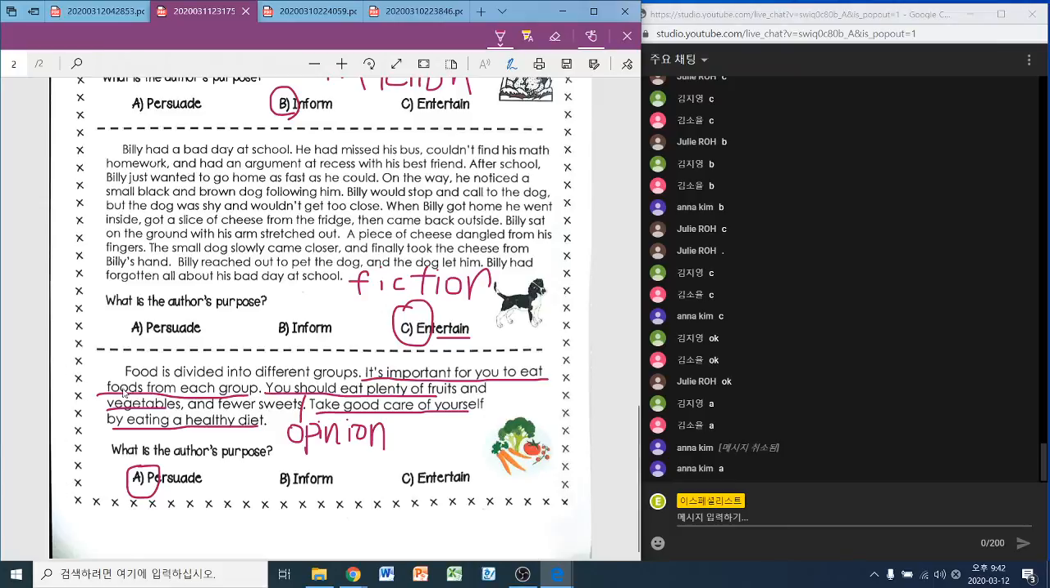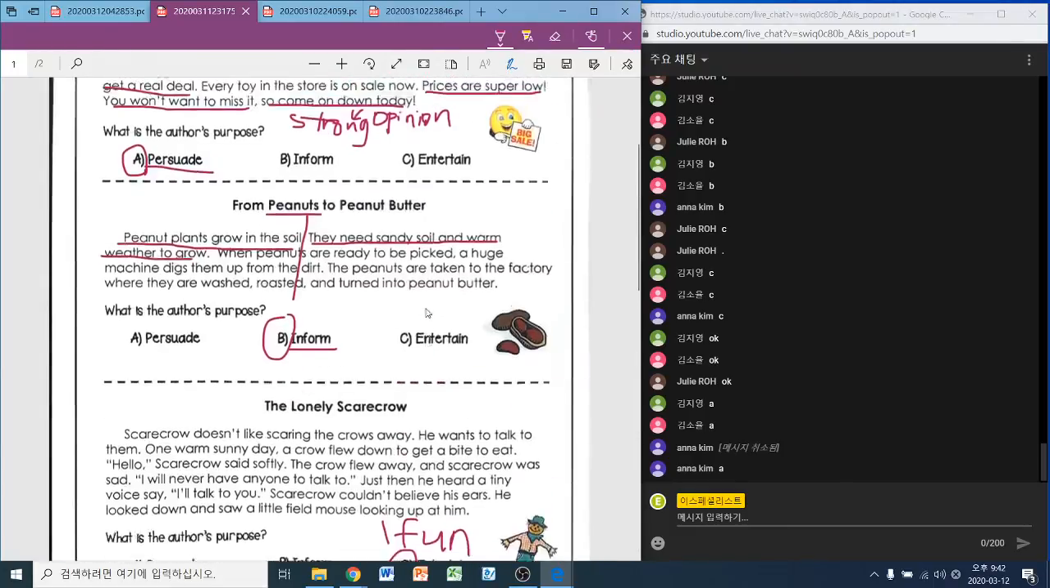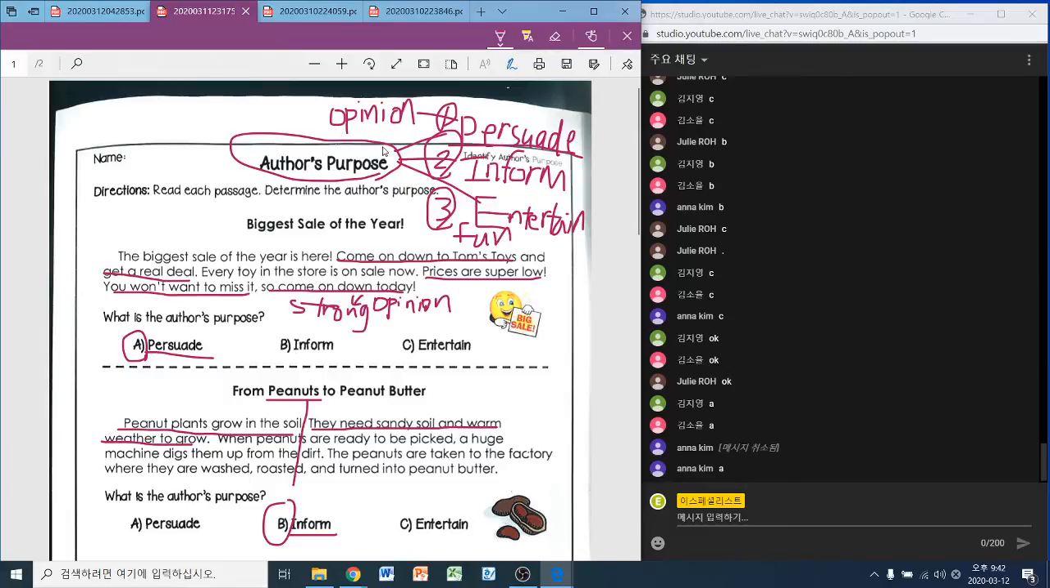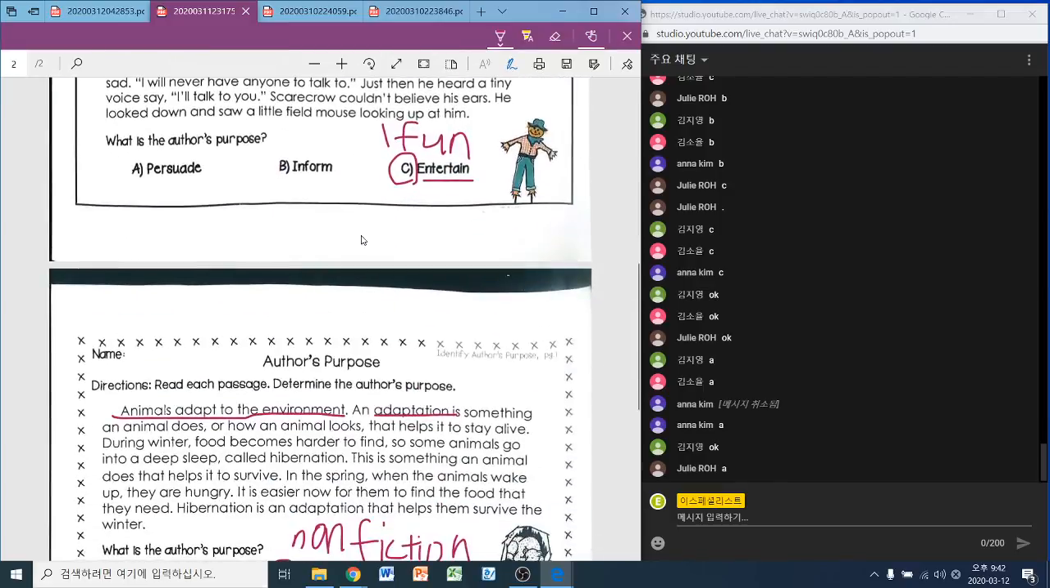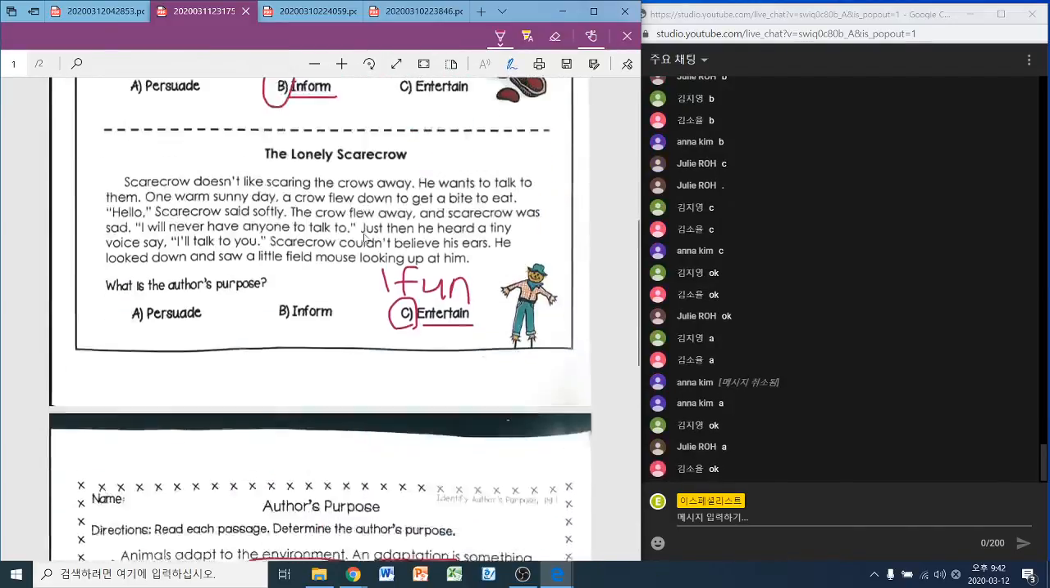So remember everybody, pie, okay? Author's purpose, what is it? Author's purpose, pie. Persuade, opinion. Inform, information. Entertain is a fun story, fiction. Inform, non-fiction. Persuade, give strong opinion about something. Do you understand? Okay? So now we finish all the work today, right? Yes. So we finish about this work, author's purpose, right?